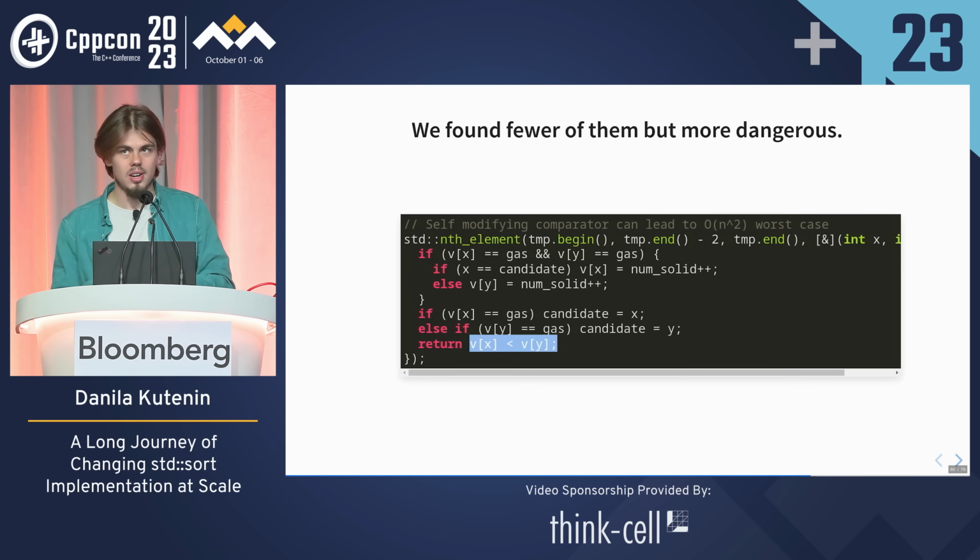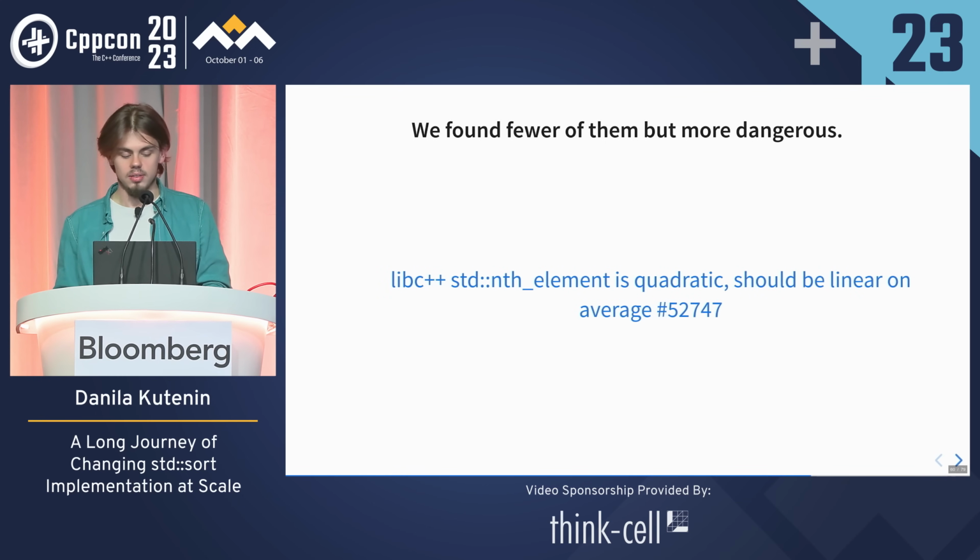This is somewhat artificial, I would say. You probably never write comparators which modify the array along the sorting, but it's valid. It's okay. It satisfies strict weak ordering, and however, std nth element will always result in quadratic worst case for that. And there is an issue on GitHub which provided a little bit of talks and comments, like is it actually valid? Do we need to fix anything?